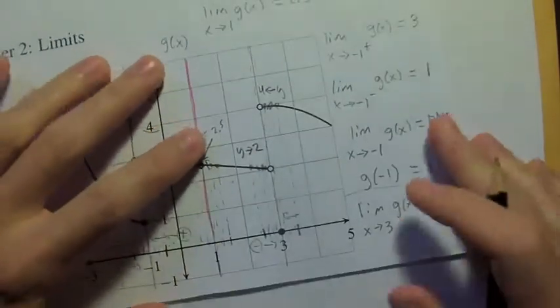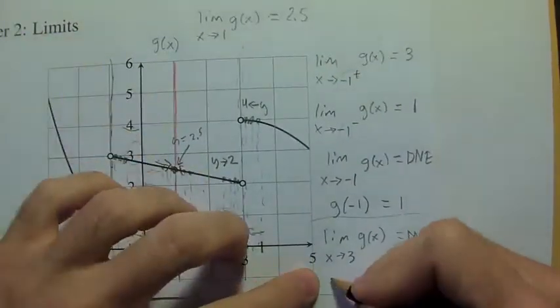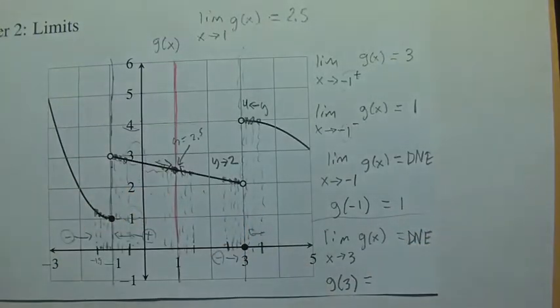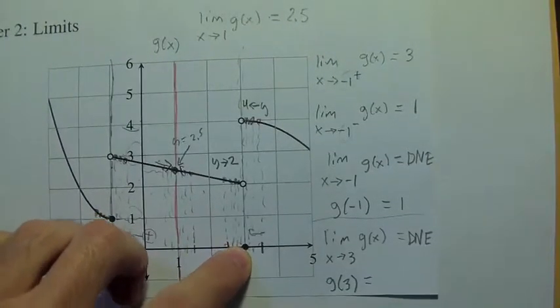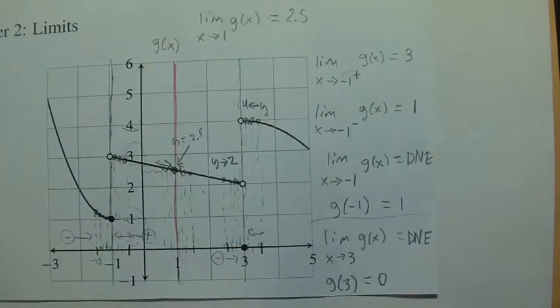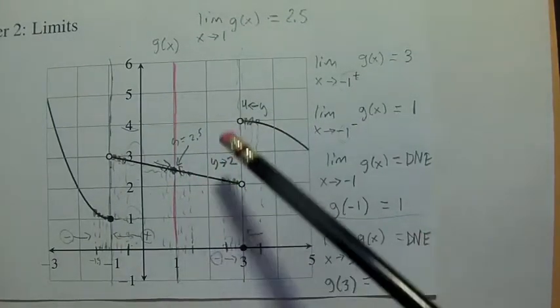Now, what about, let me look right here, I've got some room. How about g of 3? Okay. G of 3, well, if we go back to 3, where is our closed dot? It's right on the axis, 0. Okay. So this one, the function value doesn't match either sided limit.